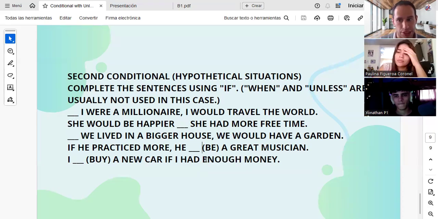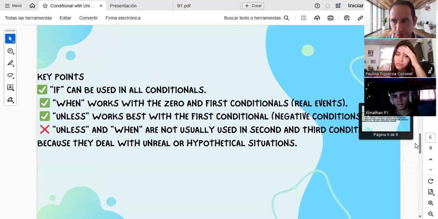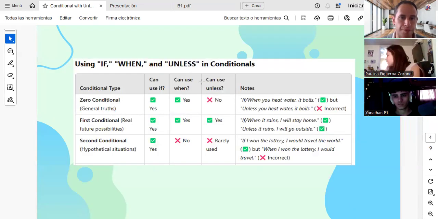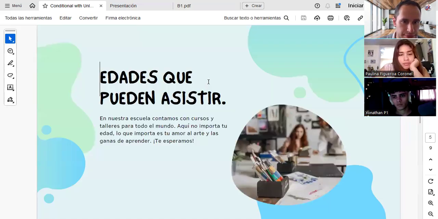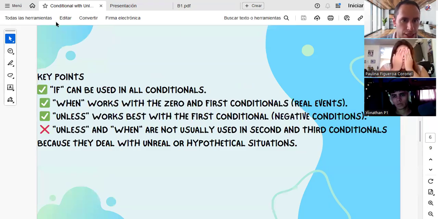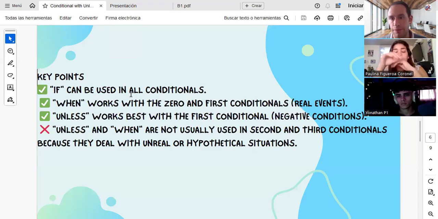Thank you so much. So before we change the topic, let's do a quick review of these uses. So we have if, when, and unless, right? Okay, key points. Remember, we can use if with all the conditionals. When works with zero and first conditional, just with zero and first. We don't use when in second or third conditional. Unless works best with first conditional, with negative conditions, right? Unless, a menos que. And finally, unless and when are not usually used in second and third conditional. So be careful with this.